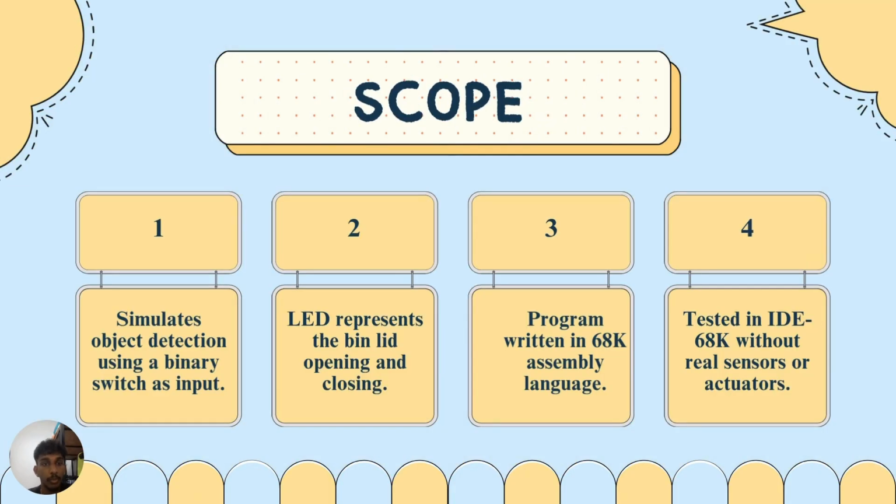Next I'm going to be talking about the scope of our project. The first scope is to simulate object detection using a binary switch as input. The second scope is an LED that represents the bin lid opening and closing. The third is a program written in 68K assembly language. And the fourth scope is that it is tested in IDE 68K without real sensors or actuators.